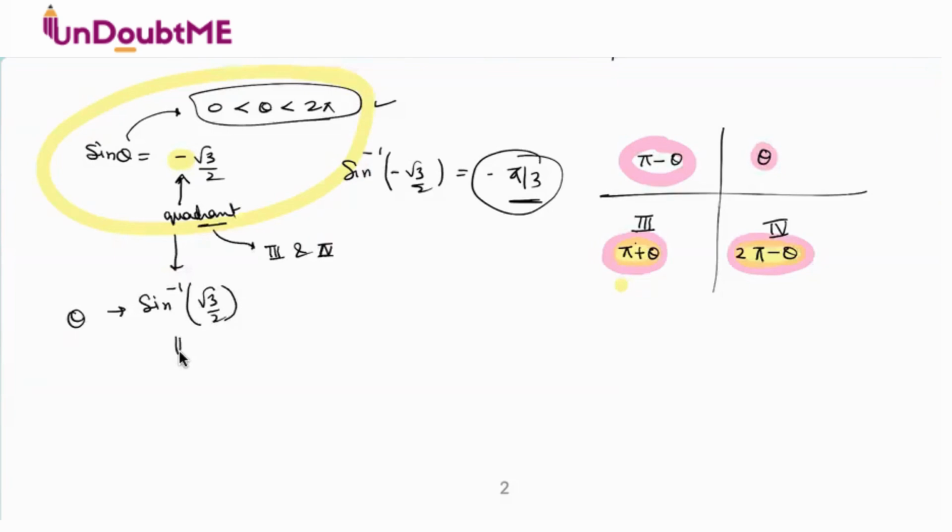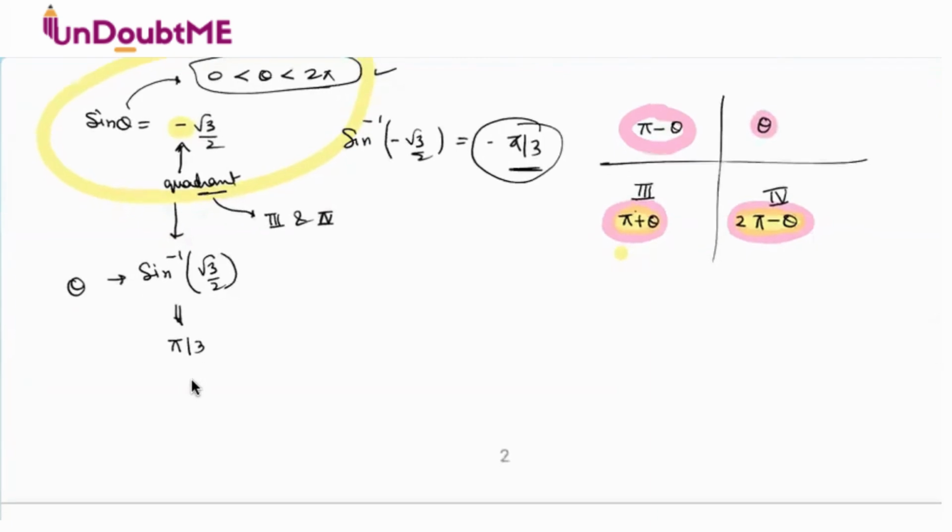Okay. Now, when you do sine inverse of root 3 by 2, you can do it along with me. When you do sine inverse of root 3 by 2, you will get pi by 3. Okay. And this pi by 3 can be used to get an angle of the third quadrant. As per the diagram, it is pi plus theta. Theta value is pi by 3.